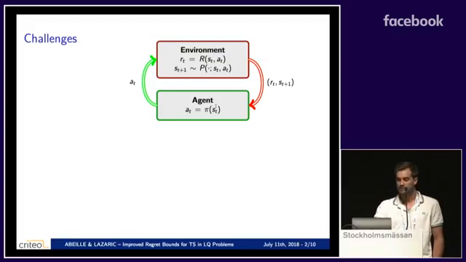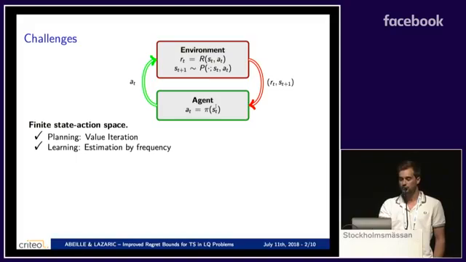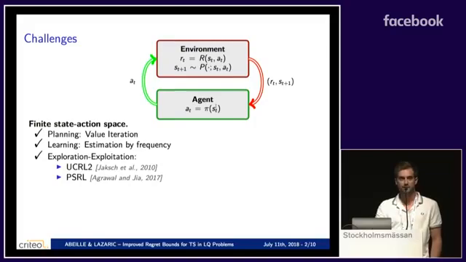To solve the problem, we have several difficulties to address. Starting with the standard finite state and action space setting, we have to solve the planning problem, that is, given a transition model, compute the optimal policy to maximize the cumulative reward. And since the true transition model is unknown, we also face the learning problem, that is, given transitions observed so far on the trajectory, how to infer this unknown transition model. In the finite state action space, we know how to do both, but this has to be performed jointly, and so we face the well-known exploration-exploitation dilemma, but we have strategies to address it.